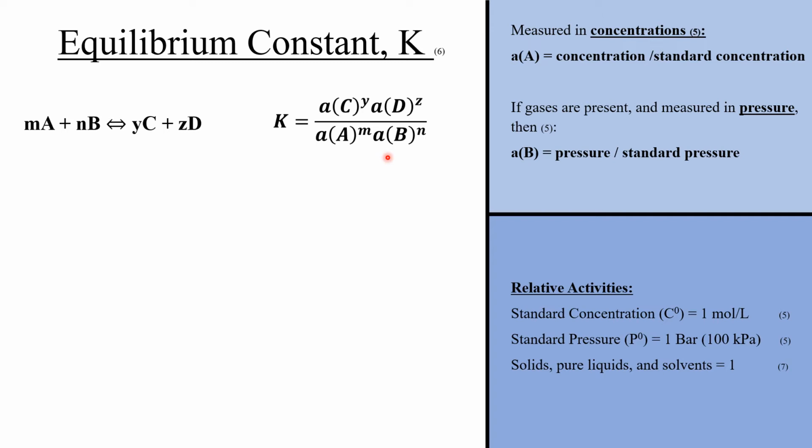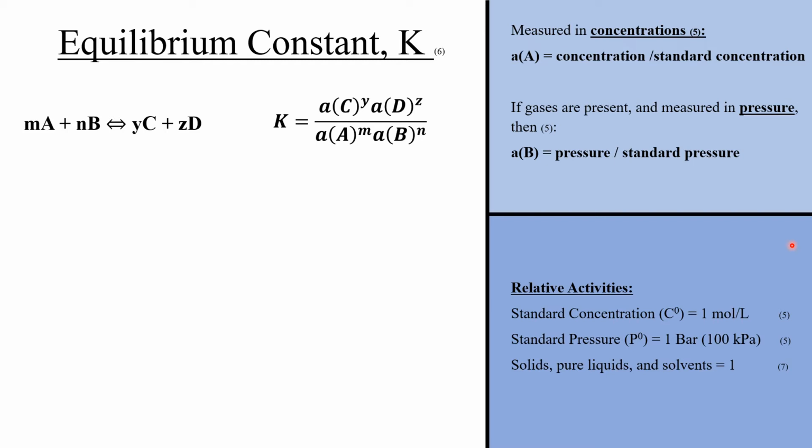To find the relative activity of products or reactions measured in concentration, this is the relationship that we can use. If gases are present and measured in pressure, then this is the relationship that we can use. The standard values are seen in the bottom right-hand corner. Another thing to note is that the relative activities of solids, pure liquids, and solvents are equal to 1.